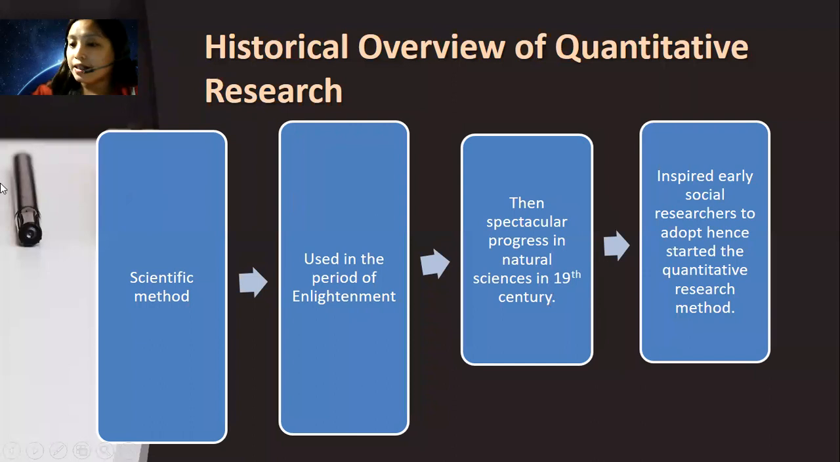So first, let us go to this historical overview of quantitative research. I just want to put it into a simpler way of discussing. A long time ago, already some great thinkers, philosophers, tried to answer questions. And when they did this, they used the scientific method. This method was also used in the period of enlightenment and the age of reason, where people started thinking and looking for the whys.